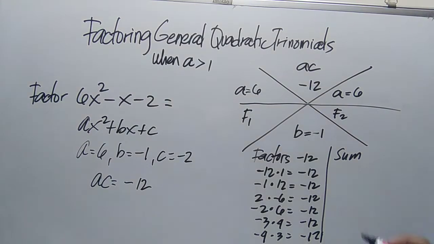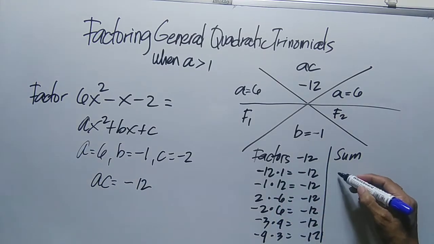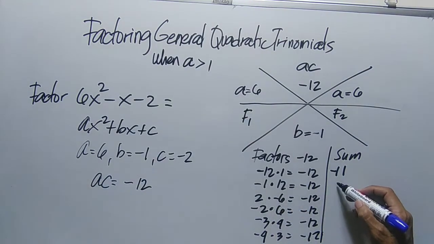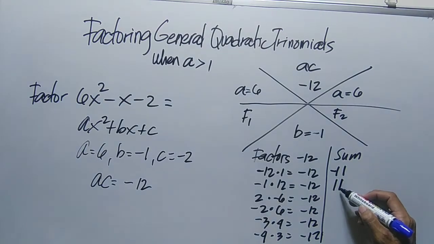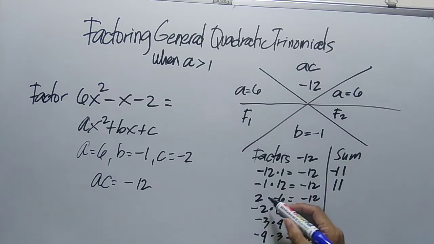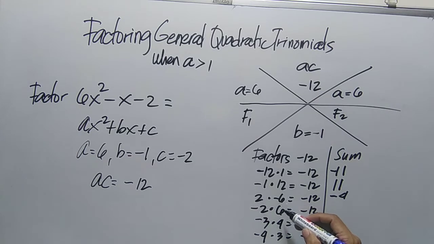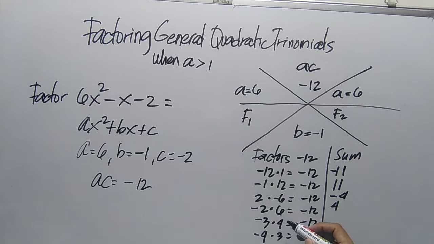And then, kunin natin yung sum nila. I-add natin yan. Negative 12 plus 1, that is negative 11. Negative 1 plus 12, that is positive 11. Then, positive 2 plus negative 6, that is negative 4. Negative 2 plus 6, ay positive 4. Negative 3 plus 4 is positive 1. And negative 4 plus 3 ay negative 1.